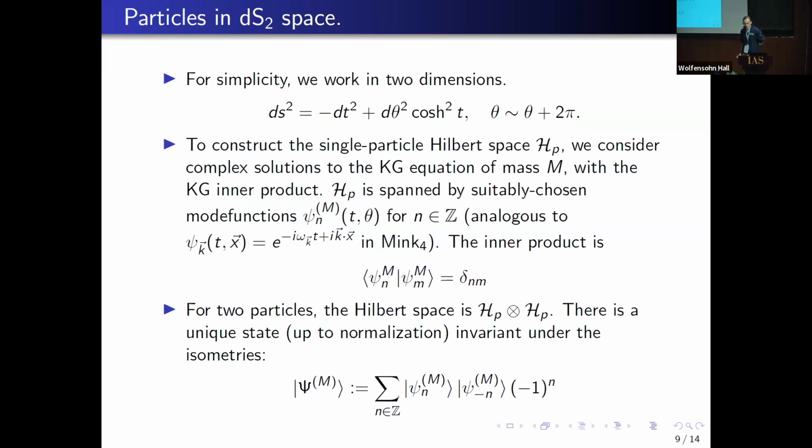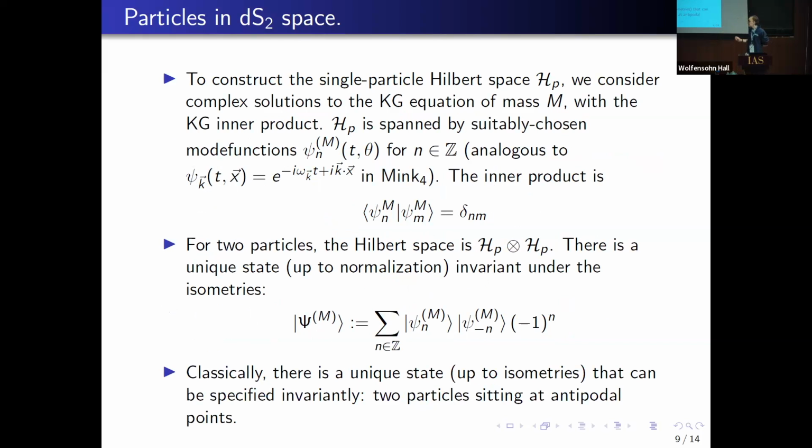Now let's talk about the Hilbert space of 2 particles. I take H_p tensor H_p. Both particles have mass m for now. Now we want to look for states that are invariant under the isometries SL(1,2). It turns out that in this combined Hilbert space, there's a unique state up to normalization, and this is what it is. You might notice that the norm of this state is infinity. I'll come back to that issue later. But this is basically the unique state.